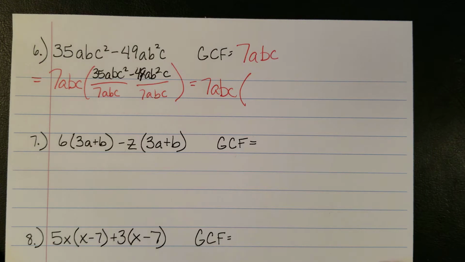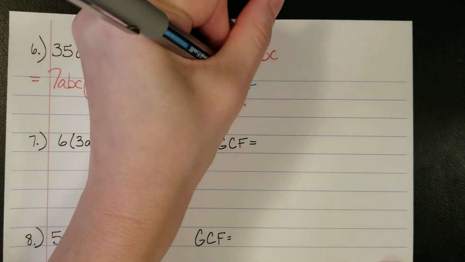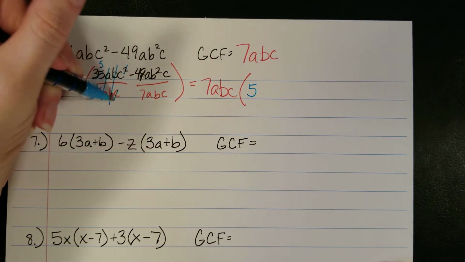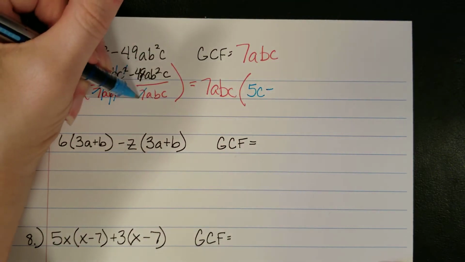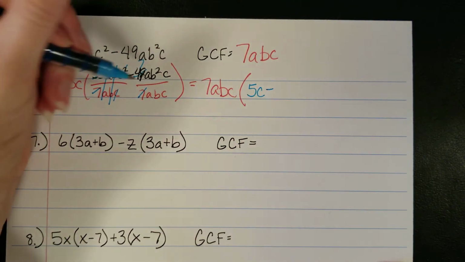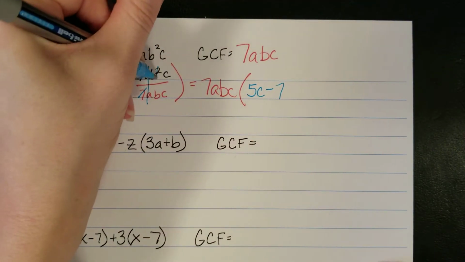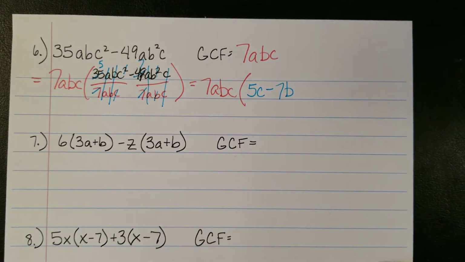And then 7 goes into 35 5 times. a cancels and b cancels. And all we have left is the c. Minus 7 goes into 49 7 times. a cancels. There's a b left and c cancels. So 7b is what we have there.